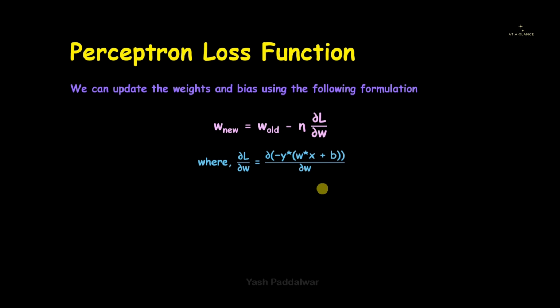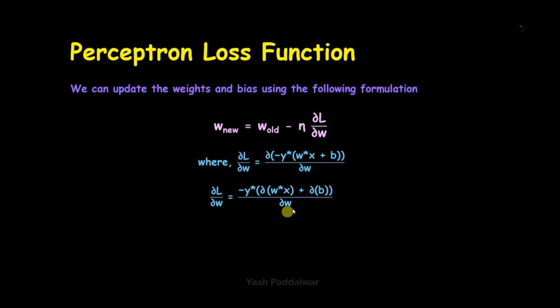So here you can see that y, x and b, all these parameters will be acting as a constant. Being constant, we can take minus y outside the brackets, and then we can differentiate the terms wx and b separately with respect to w. So you can see that here x is a constant, that is why the differentiation of w multiplied by x with respect to w will be x, since x is a constant and w is the variable, and we are differentiating with the variable w only.